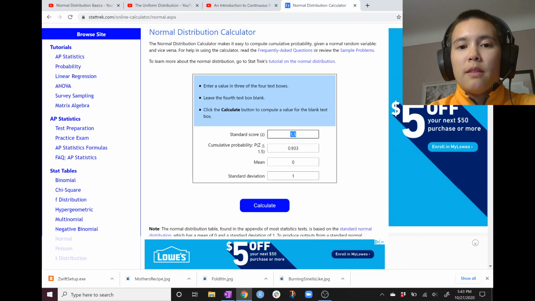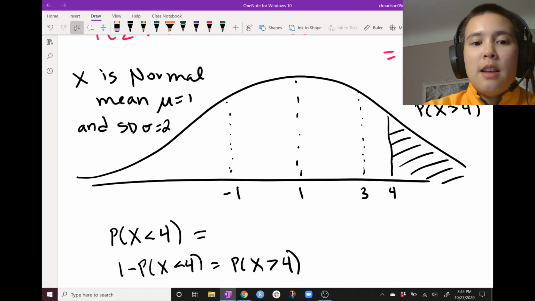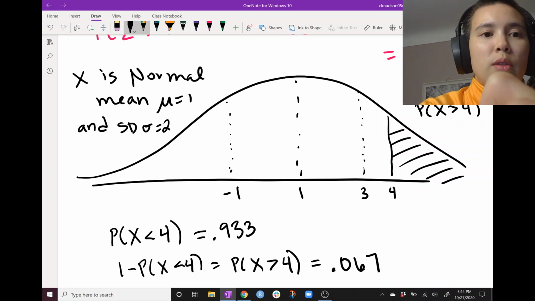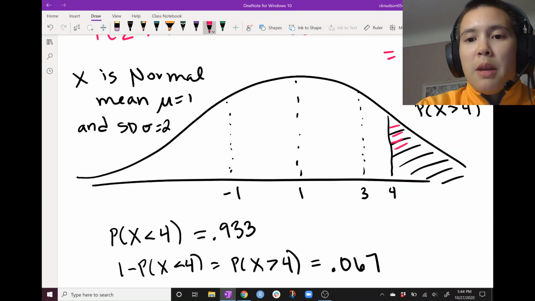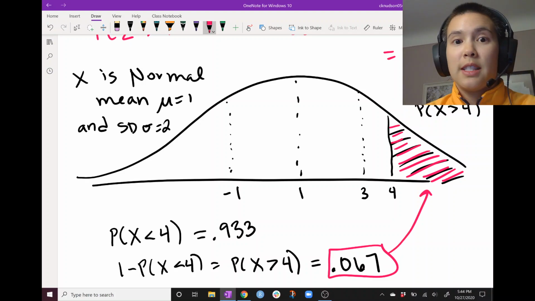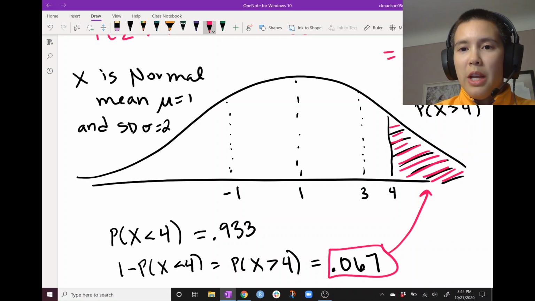Let's give it our mean of 1, our standard deviation of 2, and we tell it that we want to calculate it for 4. We hit calculate, and we get 0.933. So let's go fill this in, 0.933. Therefore, 1 minus 0.933 is 0.067. So this pink shaded area is 0.067.